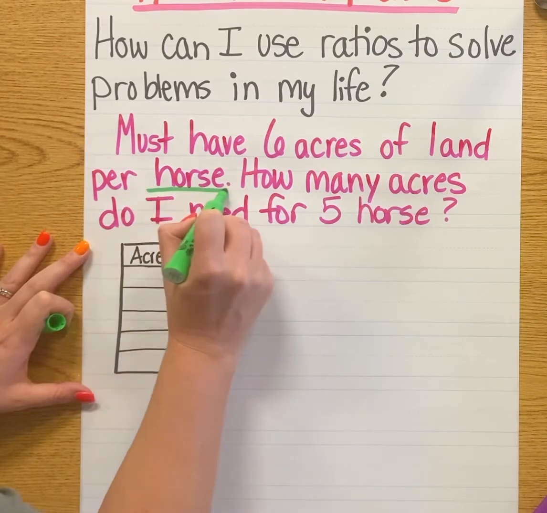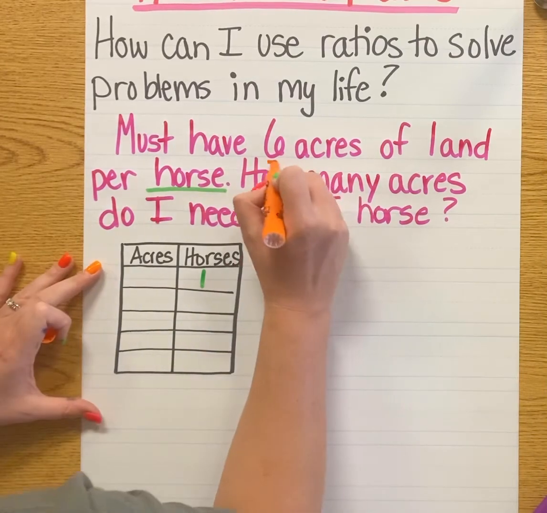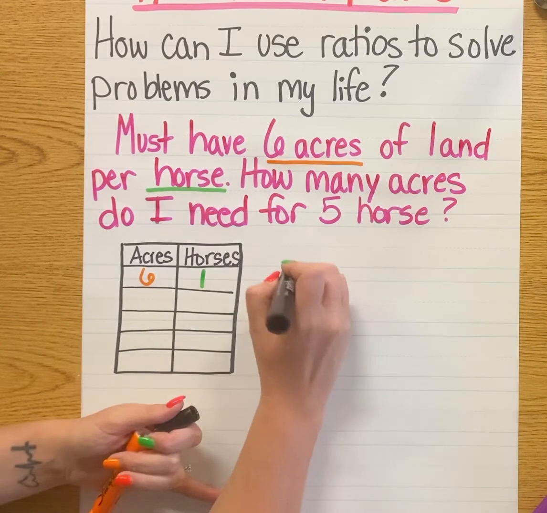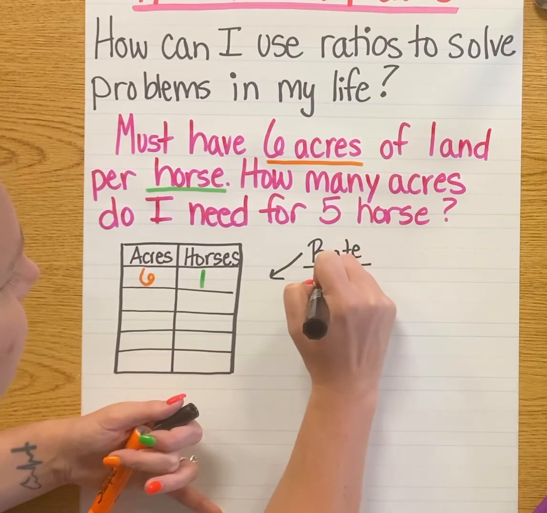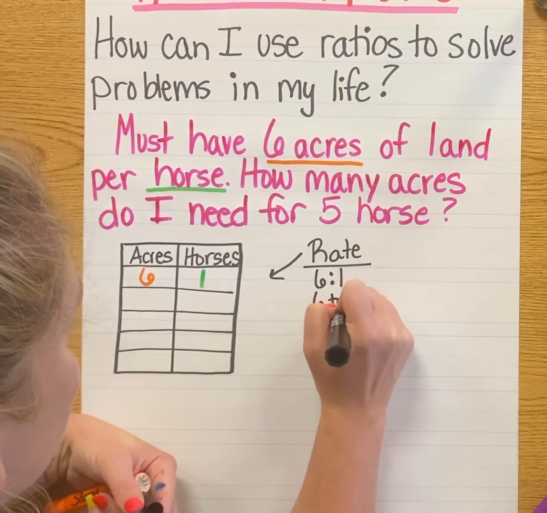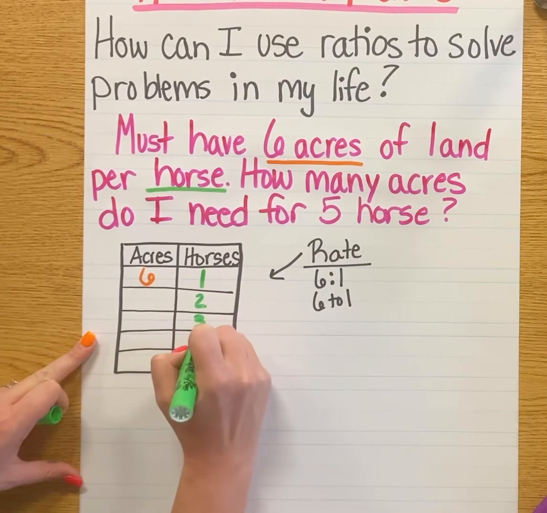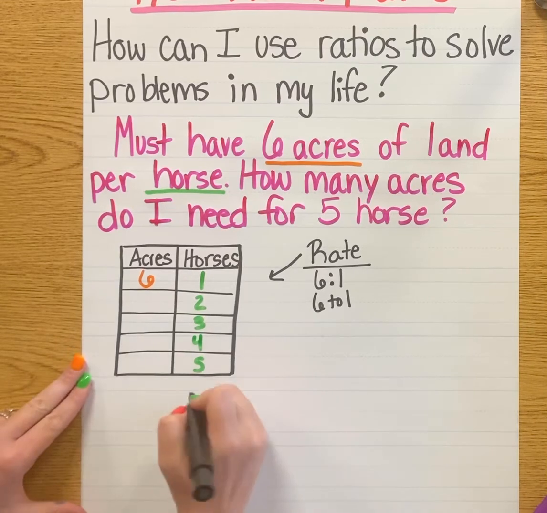Okay, my problem tells me each horse, so one horse, I need 6 acres. Now this is my rate, because that is what I'm starting out with. My rate is 6 to 1, 6 acres per horse. Okay, now my end goal, 2, 3, 4, 5. My end goal is to have 5 horses.